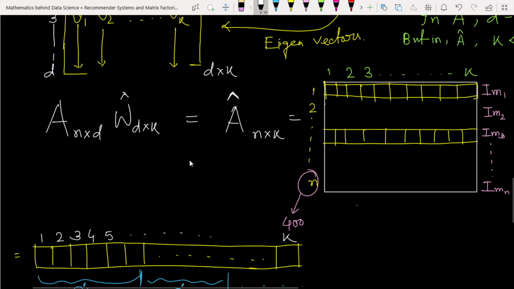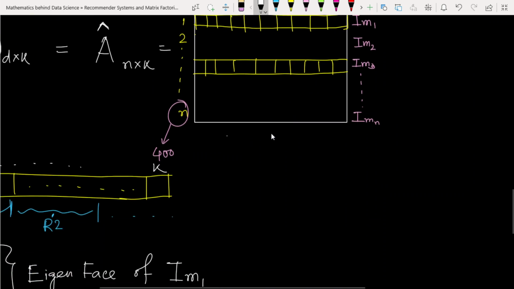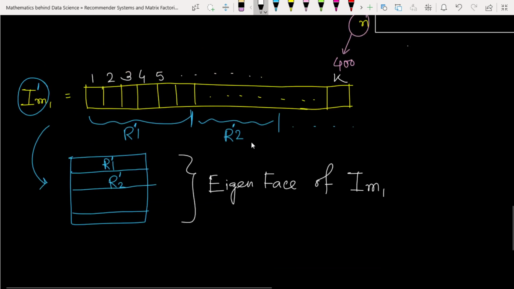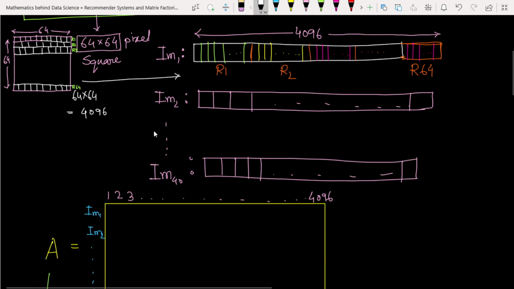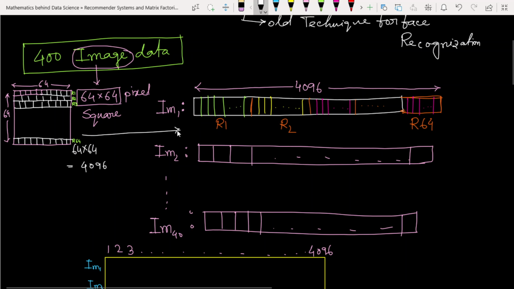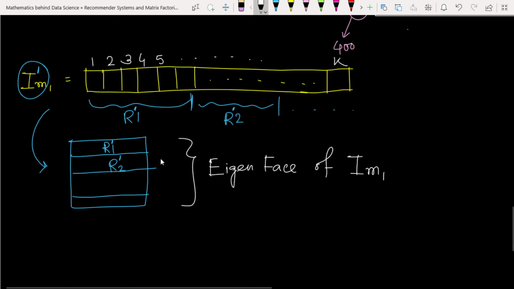So after multiplying, we got this n cross k matrix, where k is smaller than D. The matrix that we got here is called the eigenfaces. After reducing some pixels from the main image, we got some important information from that image. These important pieces of information, smaller than the original image, are called the eigenfaces.